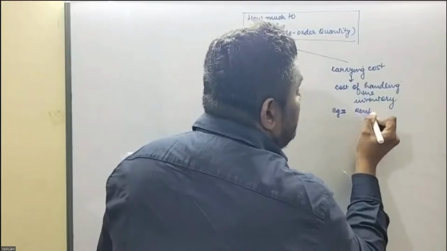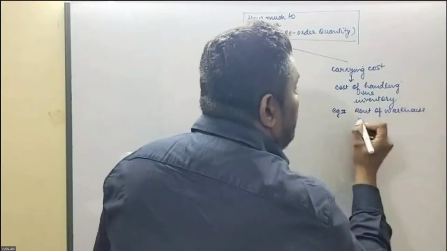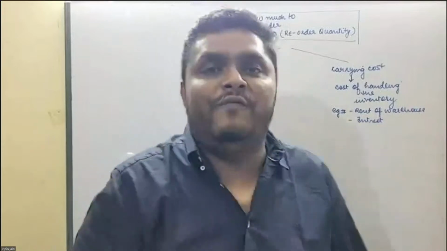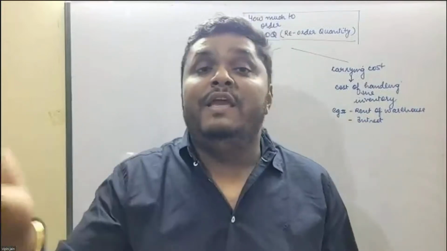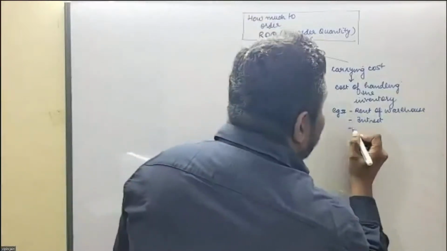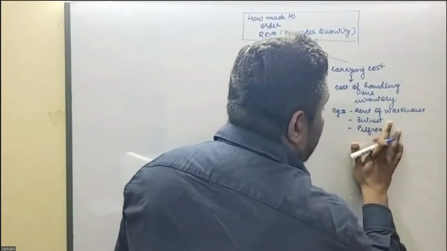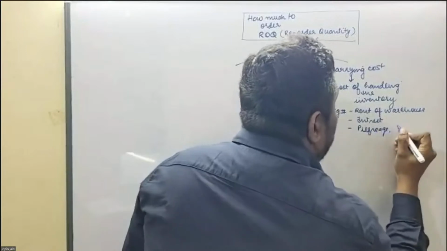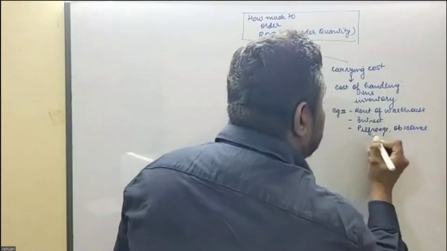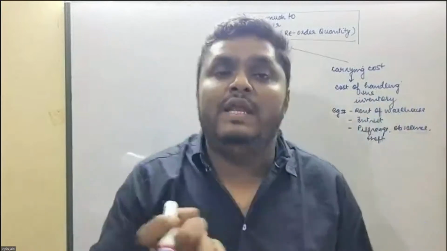it covers the rent of warehouse. Second point, we can say interest cost, the opportunity cost. If we have borrowed fund from the market, then interest we have to pay. If we have our own fund, then the opportunity cost, that is in the form of interest. Thereafter, there are chances of pilferage and obsolescence or theft. So these are the cost of handling the inventories.